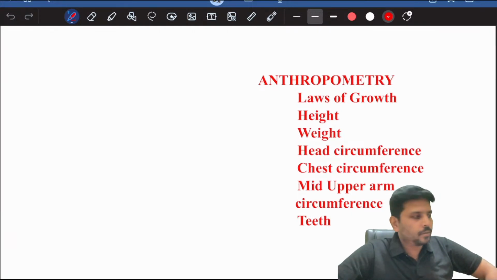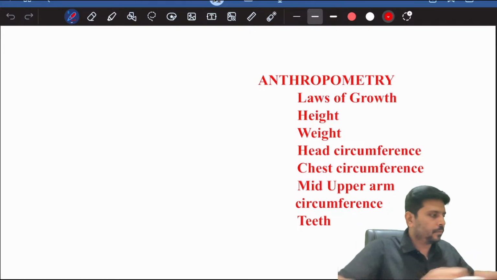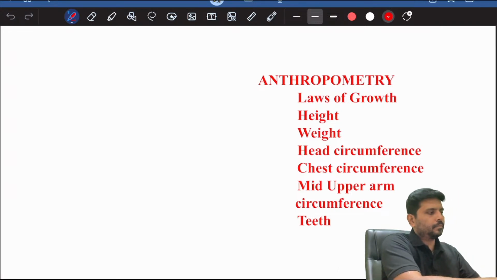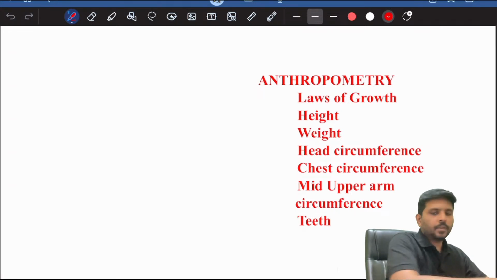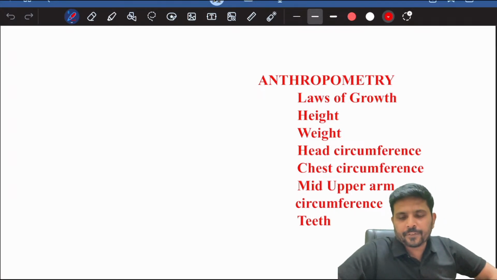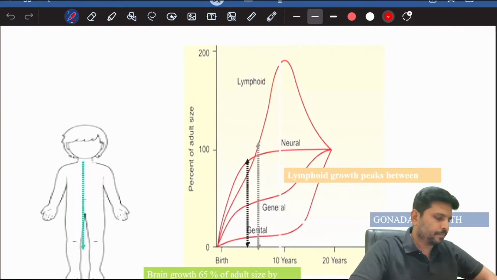Hi students, today let us discuss some important aspects of anthropometry with respect to pediatric children. Definitely one question will be asked from this.